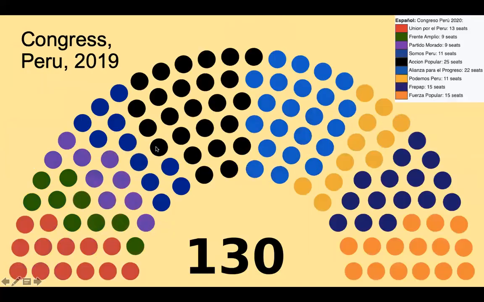This is a very different composition than, say, Peru, where many parties have a relatively even number of seats. So those differences matter a great deal because it makes it hard to form coalitions.